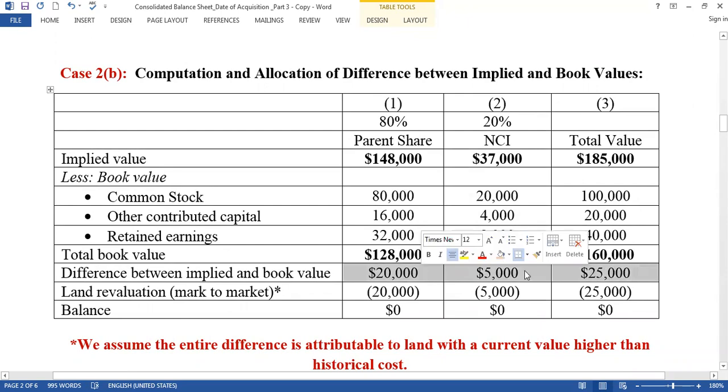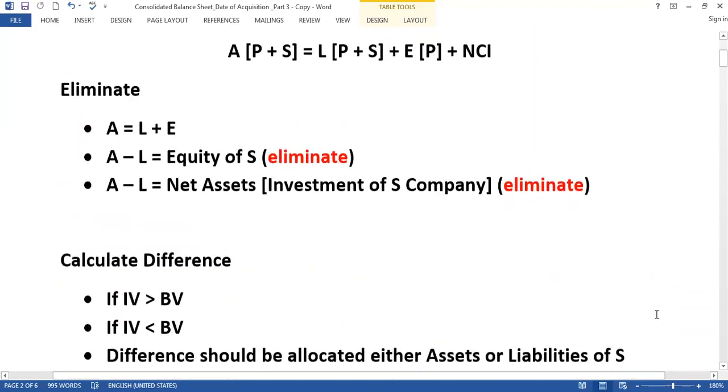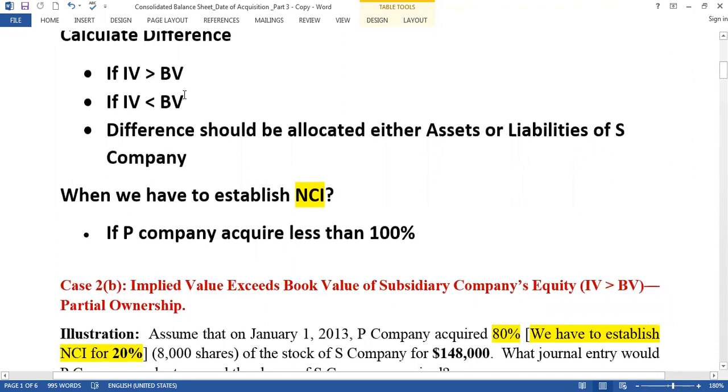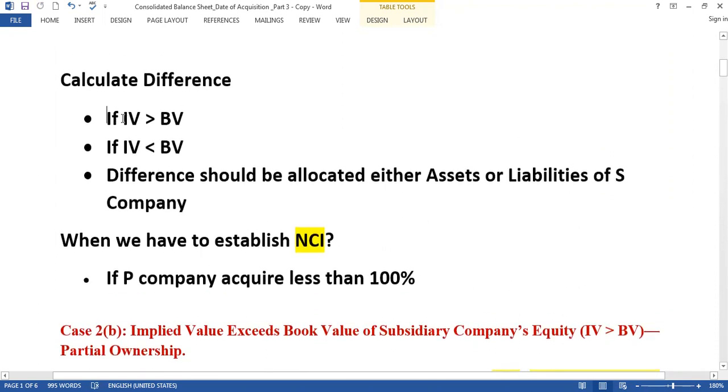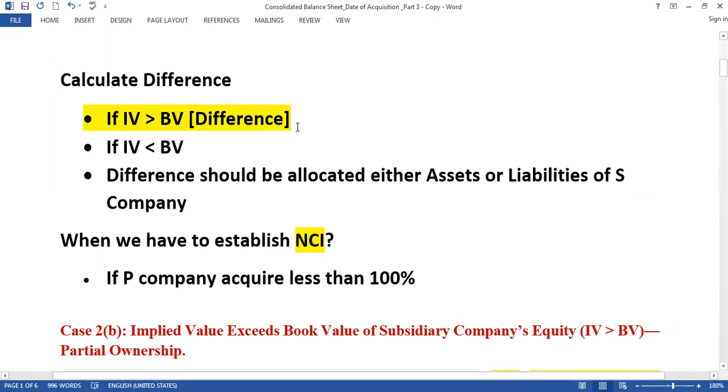We allocate this difference to the parent and subsidiary. Now I told you that we already know that there is a difference. We know that implied value is higher, book value is lower, so we have a difference. So we already calculated the difference. After calculating the difference, we are going to allocate this difference to an asset or liability.